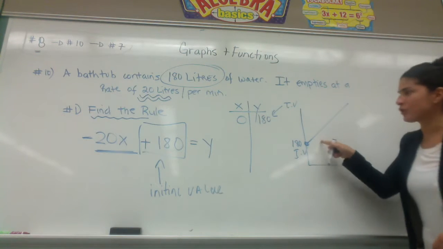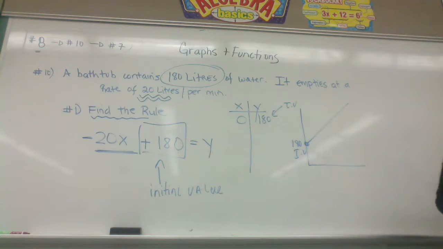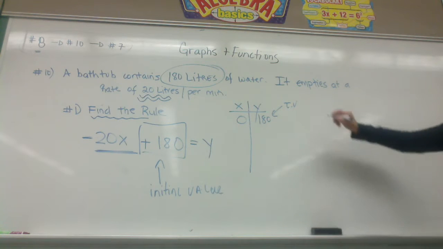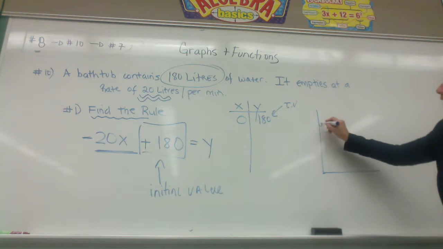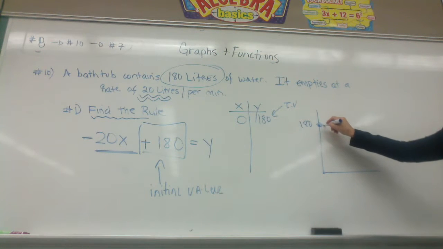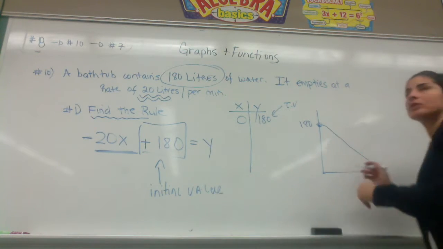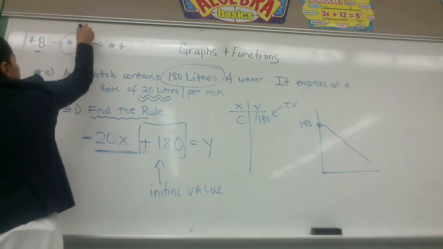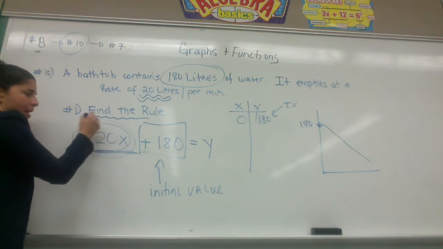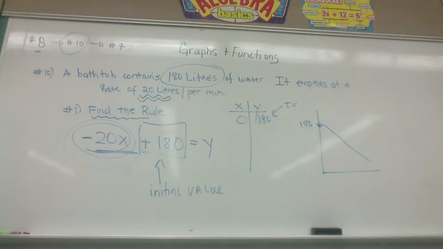So this graph is wrong. Why? Because I have to take this graph off, start at 180, and guess what's going to happen? It's going to go down. So the graph is actually going to look like this. The whole reason we're doing number 10 was to show you what happens when something is going down or emptying. So thank you. Are we okay with this?